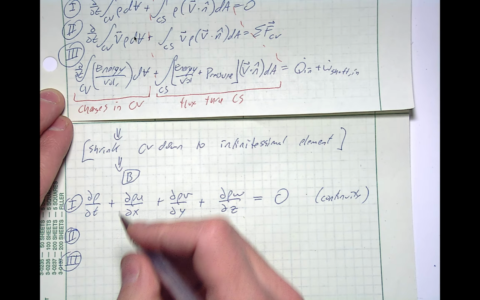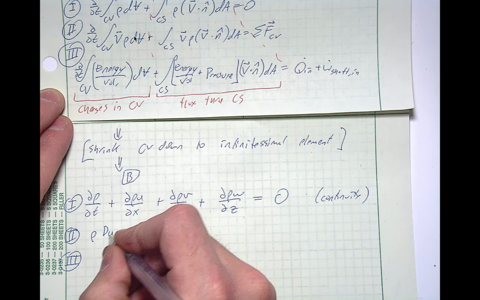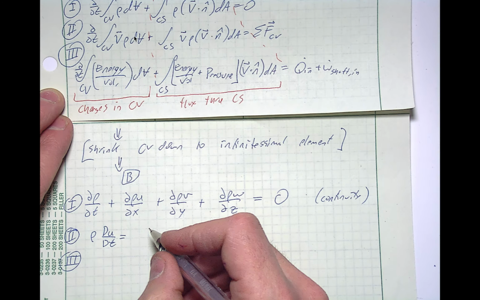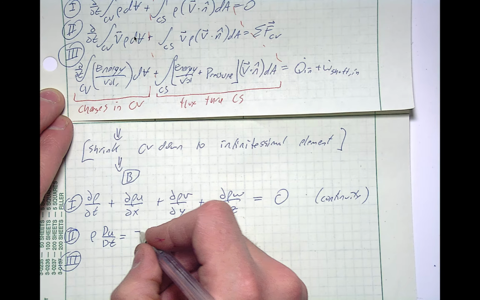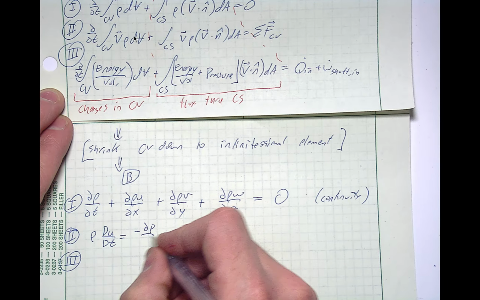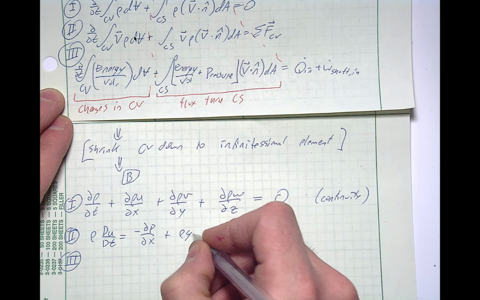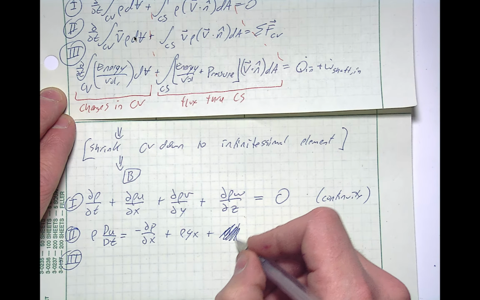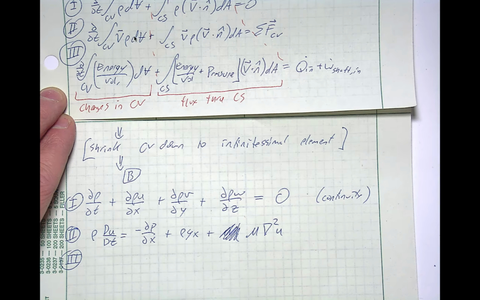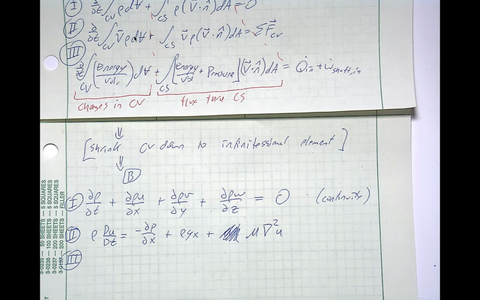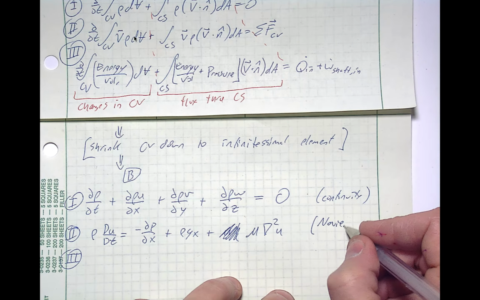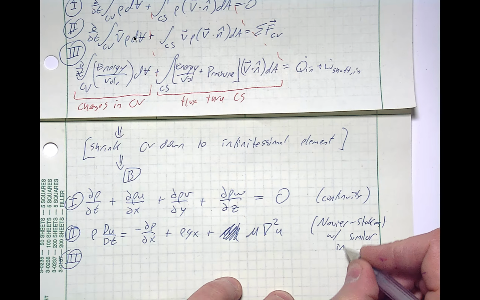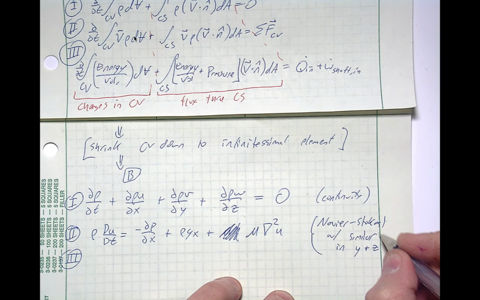And let's see, our second one, we're just going to do one of them. And here we see that material derivative again. So this represents our total acceleration of a fluid particle, related to a pressure gradient, a body force, and viscous terms. And let's just write this as the Laplacian of U. But these are the Navier-Stokes equations, with similar equations in Y and Z, or for V and W.